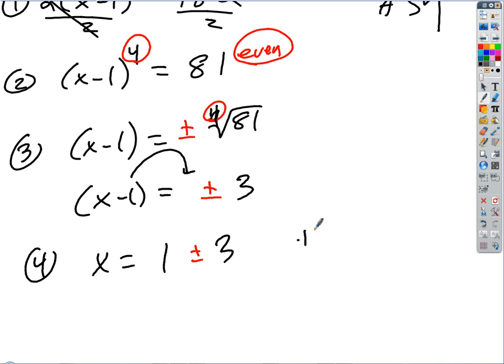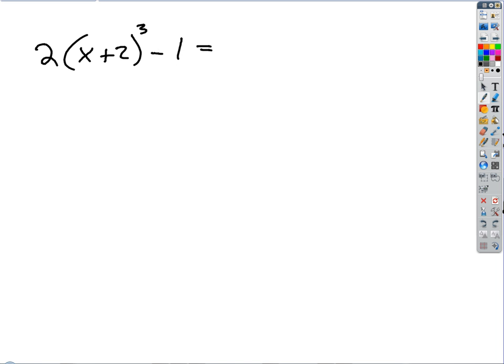So what if I take the plus? What's the answer then? x equals 4. What if I take the minus? x equals negative 2. Okay? Make sense? So we can do this stuff. That's all this is. That's all 7.1 is. And that's a lot of what chapter 7 is for.